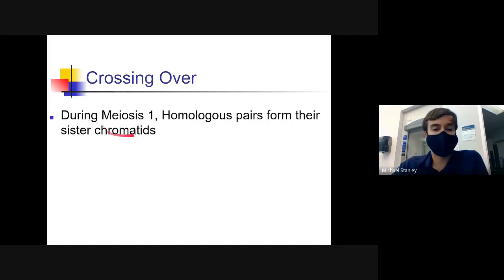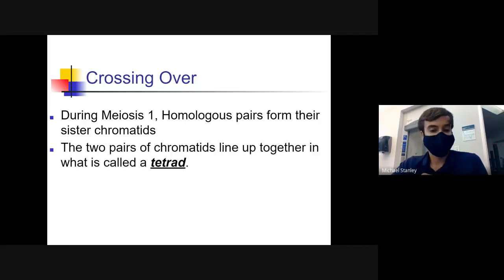So during that first part of meiosis, those homologous pairs, those two original chromosomes from your mom and dad, make their chromatids, so they double up with each other. They then line up in a certain way. They all line up right next to each other, forming what's called a tetrad, because tetra is another version of saying four. So a tetrad, because now you have four chromatids that are all lined up real close to each other.